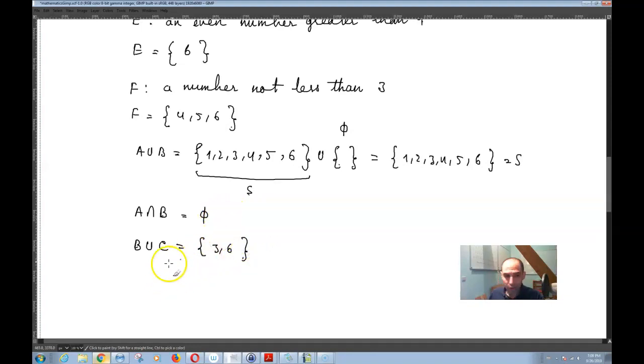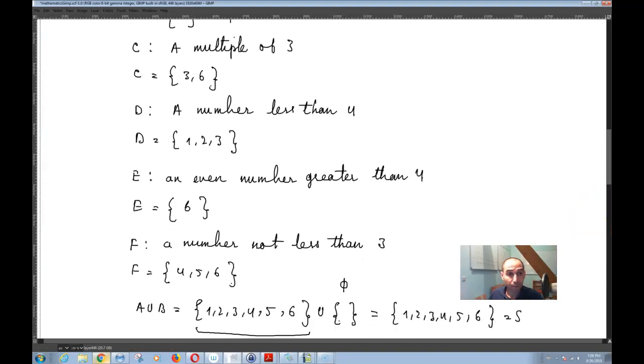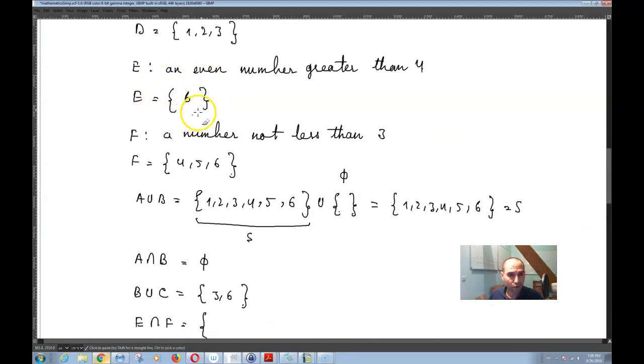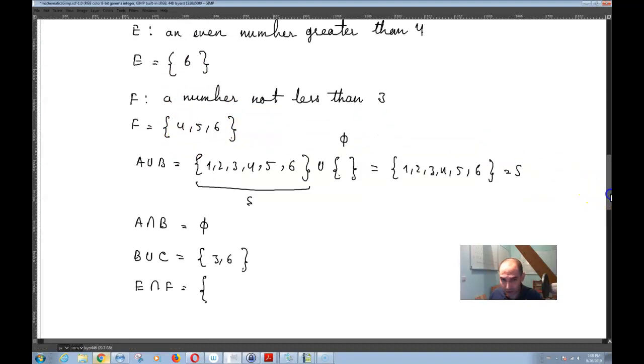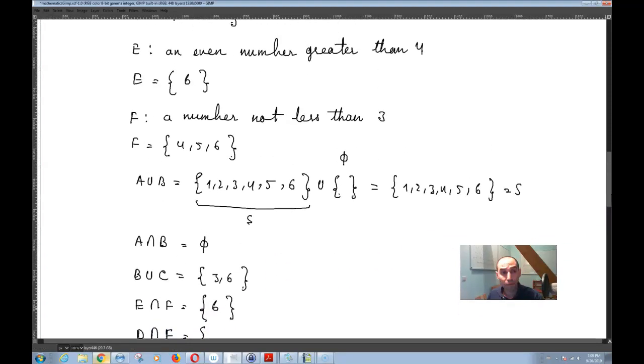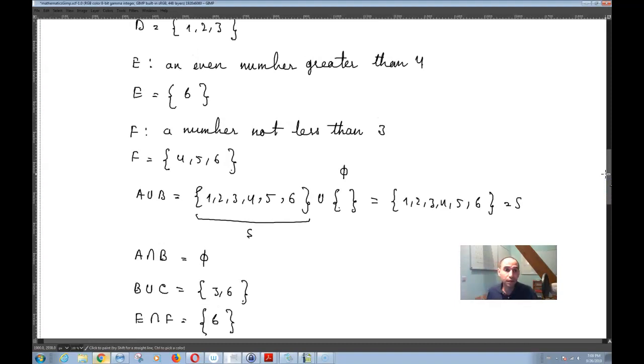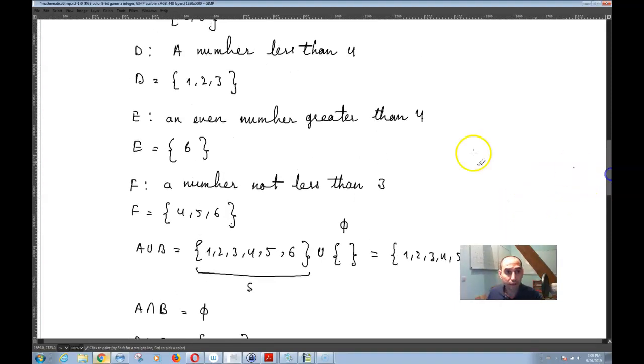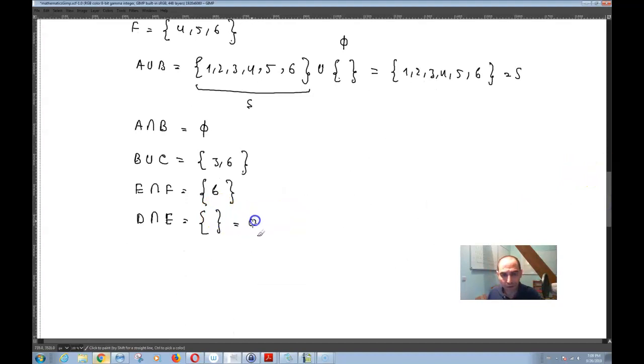And then you have the intersection of E and F. E is this set which has only one member, 6, and over here you have 4, 5, 6, so the intersection of these two is what they have in common, which is basically 6. Now you have the intersection of D and E. The intersection of D and E is actually equal to the null set, because they have nothing in common.